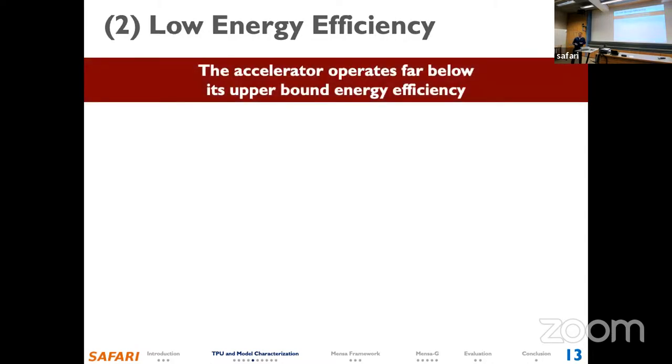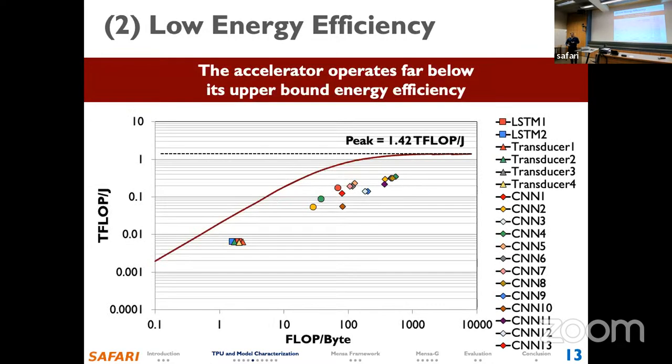Then we do the same analysis for energy efficiency, and we have a similar plot here. The same idea, a roofline model, but for energy now. You have arithmetic intensity on the x-axis, and energy efficiency in teraflops per joule on the y-axis. The line is a bit different because you always spend some energy in the system because of static energy. It's a more constant curve. But anyway, the idea is the same. And the peak energy efficiency of our accelerator is 1.42 teraflops per joule.